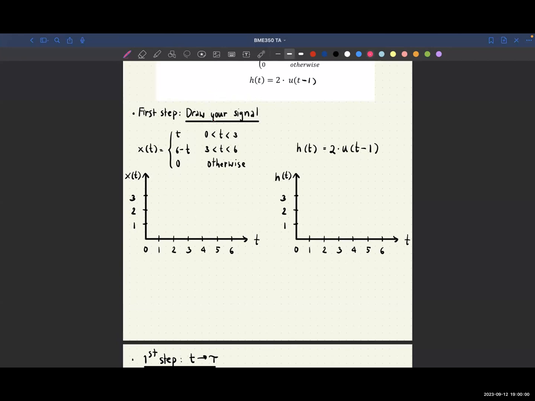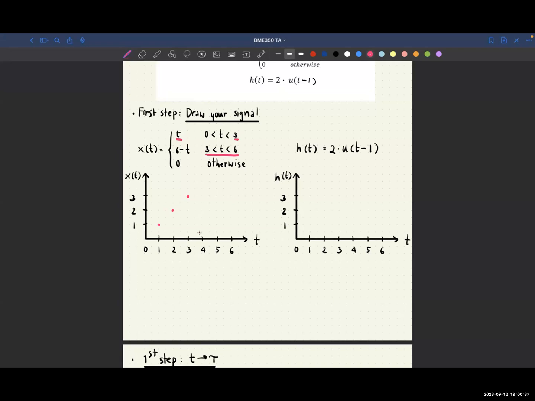Cool. Absolutely. Okay. First step, draw signal. So this part, right? Every x that we have corresponds to t. So if we have t as 1, our x(t) is going to be 1. If we have t as 2, x(t) is going to be 2. And also 3. And it's only up to 3. But after we have t that's more than 3, and actually between 3 and 6, our signal is not going to be the same, not in the same pattern.